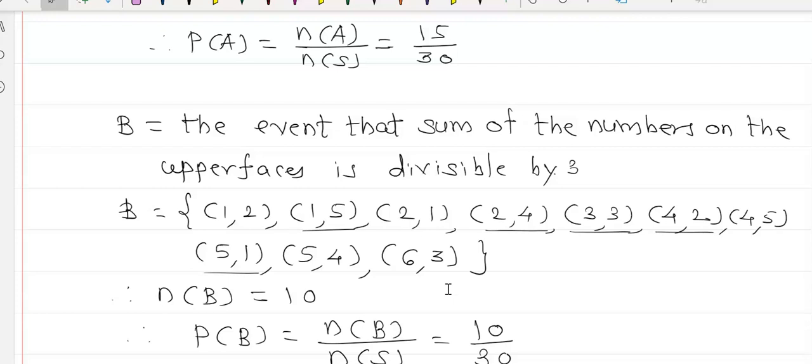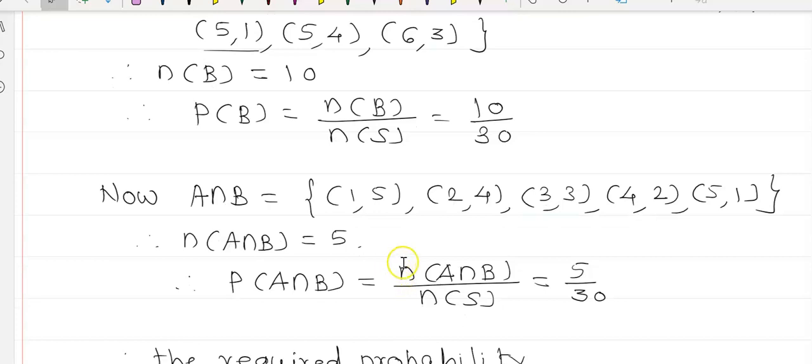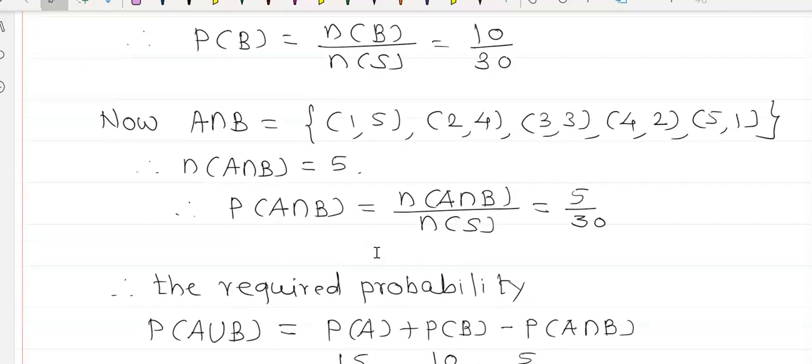That is P of B is equal to n of B upon n of S, 10 upon 30. And their intersection is also 1,5; 2,4; 3,3; 4,2; 5,1. N of A intersection B is equal to 5. I am summarizing all this problem. Therefore, P of A intersection B is equal to 5 upon 30.